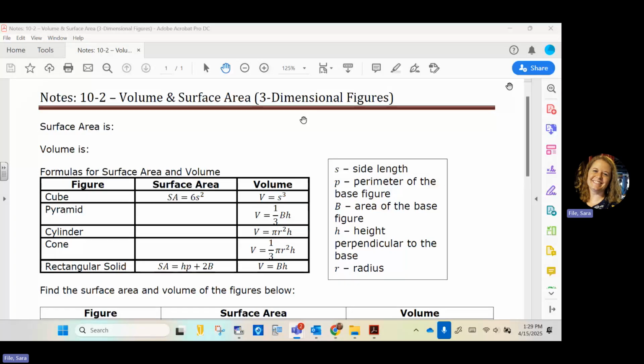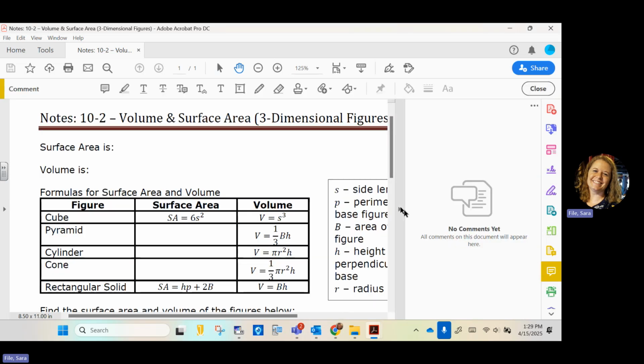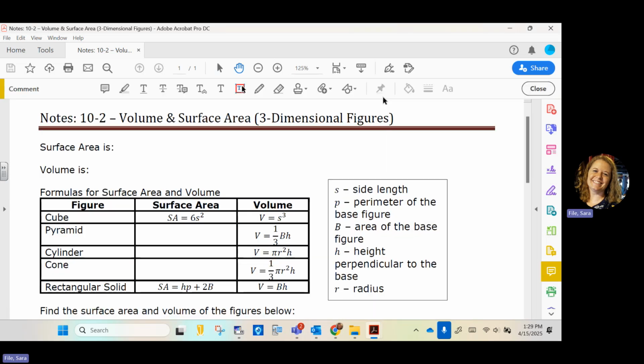10.2 is volume and surface area of three-dimensional shapes. Okay, in 10.1 we focused on two-dimensional shapes. We did perimeter and area. And now we're doing three-dimensional shapes with volume. First I'm going to define these terms. We'll do a text box so it's nice and neat.